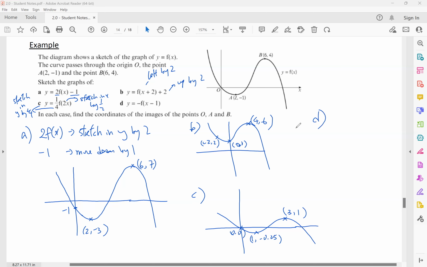Yep. Part D. Negative f(x minus 1). Inside the bracket goes first. Minus 1 means move to the right by 1, and then it's a reflection in the x-axis. So what does it look like? So move to the right by 1 and then reflect in the x-axis. You can try to do it yourself first and then check your answer with me. So that's the answer. So that will be (3, 1). That point will be (1, 0). And that point will be (7, -4).